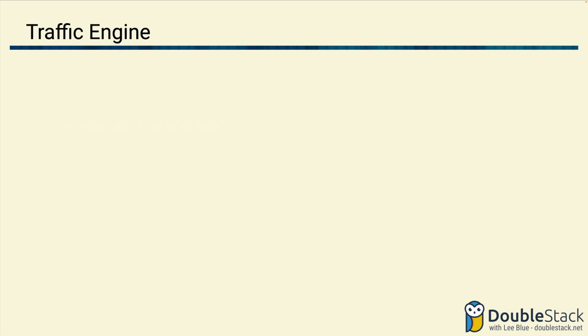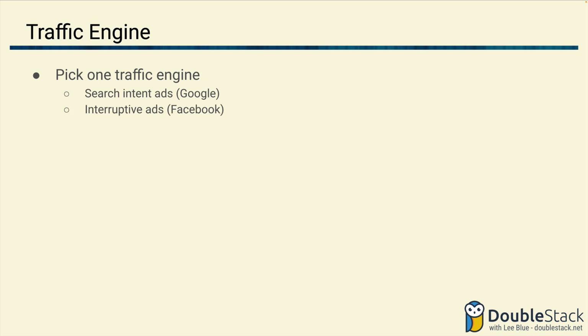So let's talk about the traffic engine. We want to pick one traffic engine, not multiples. We can use multiple traffic engines for the business at large, but for an outcome journey, we just pick one. My favorite one to go with is search intent ads, like on Google. You can do interruptive ads, like on Facebook. You can do search intent organic content, like through SEO and coming up with organic search results. I'm going to say that we're going to do ads. So let's create some ad copy that we could run on either Google or Facebook.